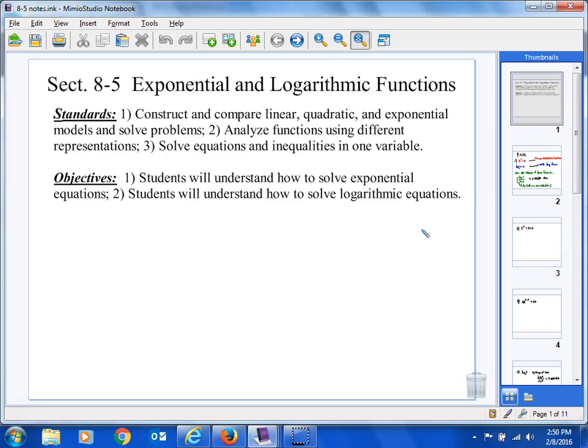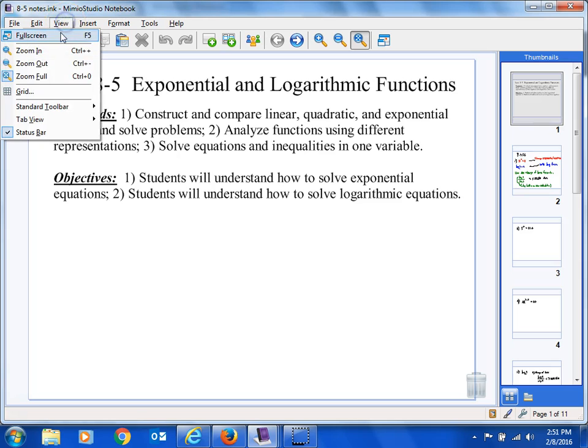Today's lesson, section 8.5, we're really going to be taking what we learned in the previous two sections, 8.3 and 8.4, and now we really start to apply it into some important stuff. We're going to be solving functions that are either exponential or log, and we're going to need that prior information in order to do this.